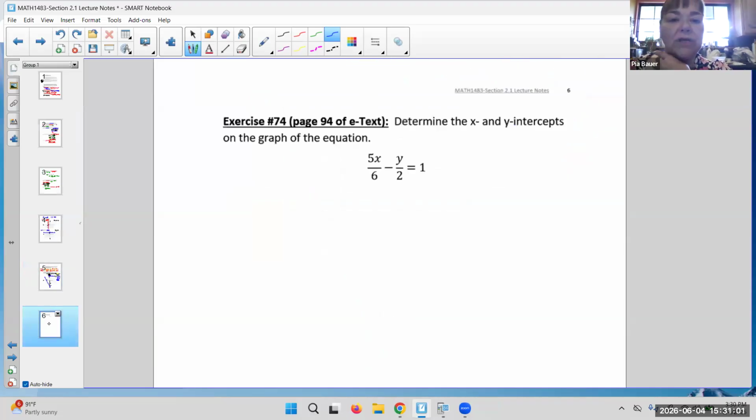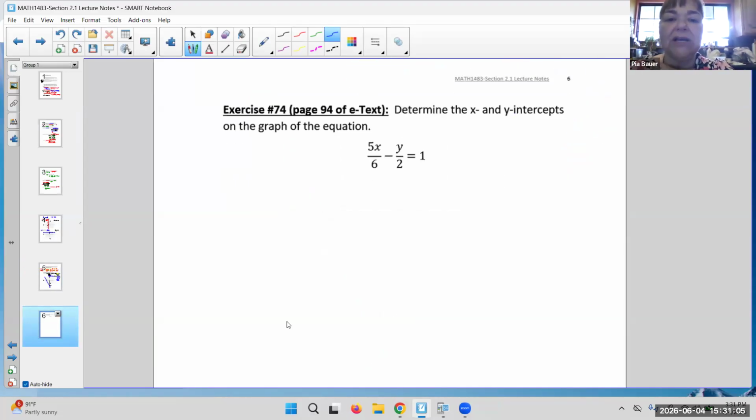I have one more question. And this one is also finding the x and the y intercepts. This one is not really truly the regular standard form, but that's the way that is given to you. 5x over 6 minus y over 2 equals 1. And you're asked to find the x and the y intercepts.